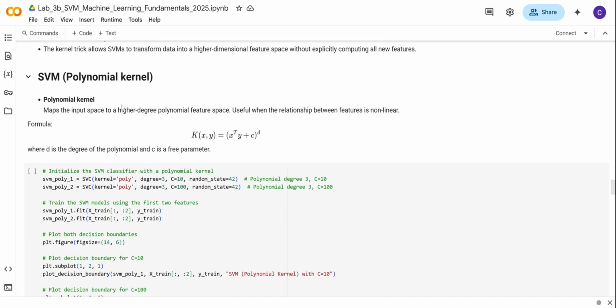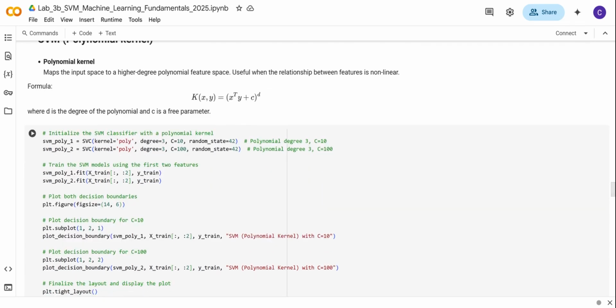The polynomial is quite good because it captures the interactions between features by raising them to a power. It is mapping the input space to a higher degree polynomial feature space. We are just raising to a power, as shown in this equation. So this is good for data with curved patterns.